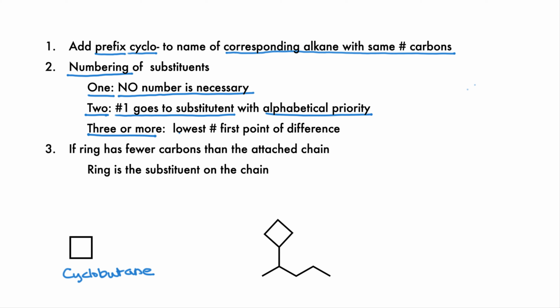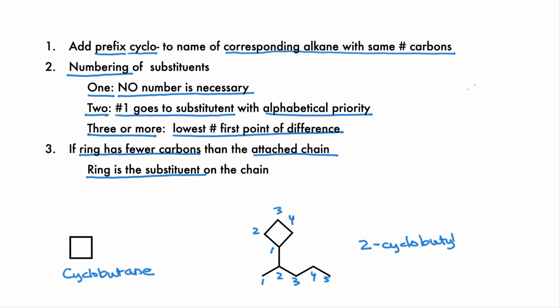If there are 3 or more substituents, then compare numbering schemes. The one with the lowest number at the first point of difference wins. If the ring has fewer carbons than the attached chain, it becomes the substituent. The molecule below has a C4 ring and a C5 chain. The ring is a substituent on the chain. This is 2-cyclobutyl pentane.